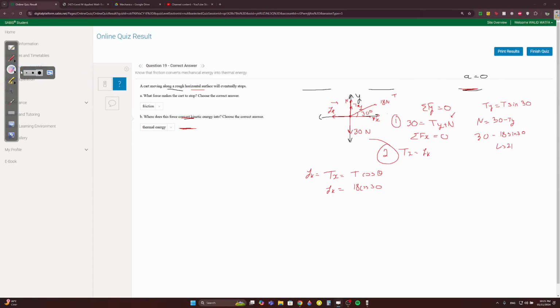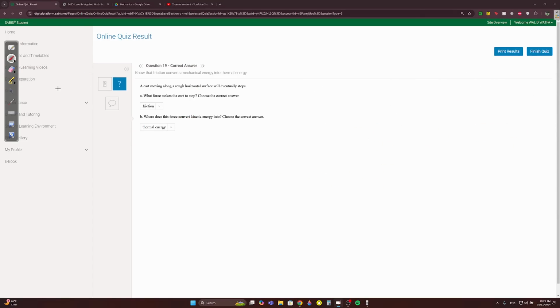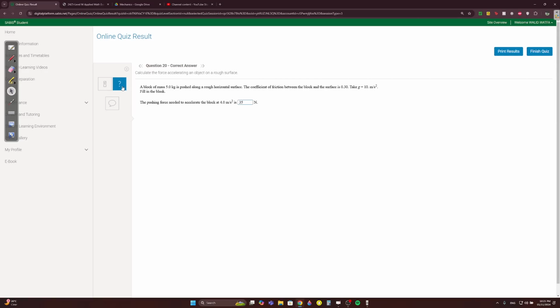Question 19. A cart moving on a rough horizontal surface will stop. What makes it stop? Of course, friction. And this friction converts the kinetic energy into thermal energy. Easy. Question 20. A block of mass 5 kilograms is pushed along a rough horizontal surface. The coefficient of friction between the block and the surface is 0.3. Take g equal to 10. Find the pushing force needed to accelerate the block.